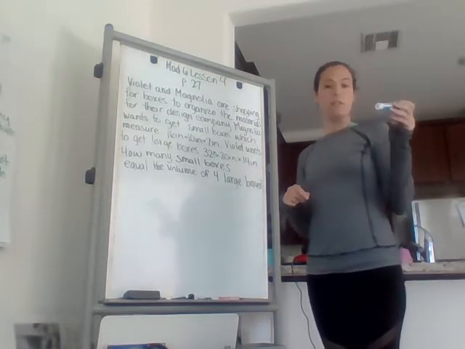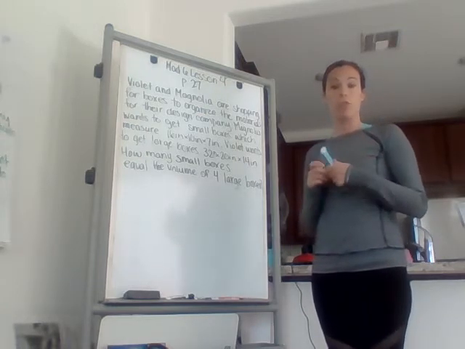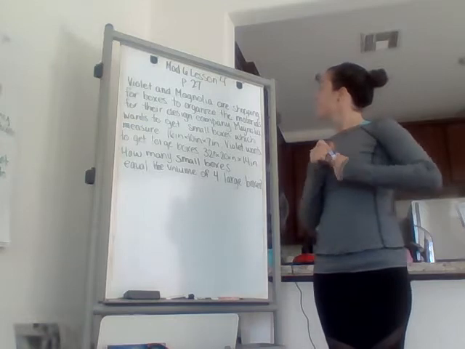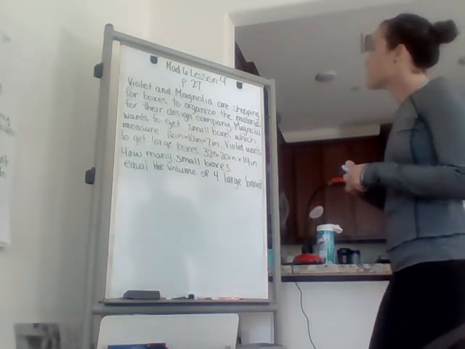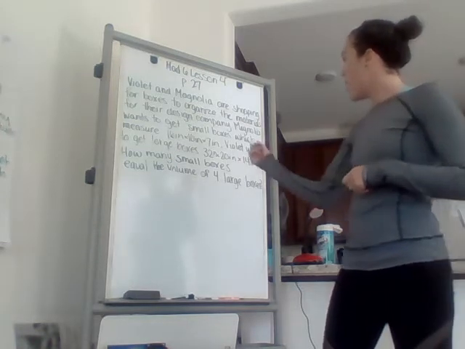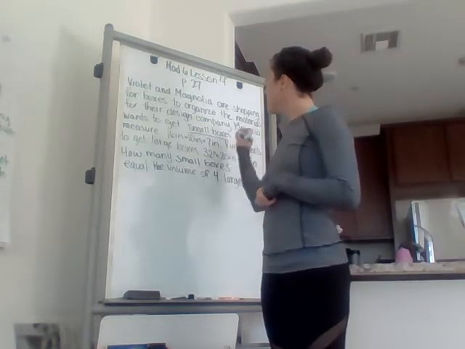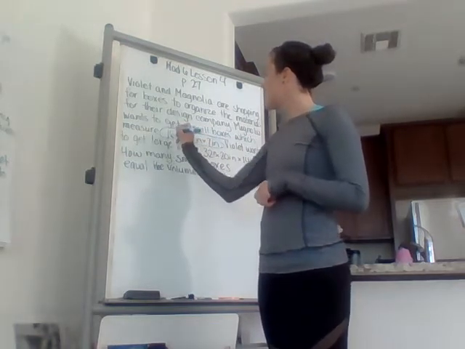I want you to pause it, circle our clue words, and then unpause, and I will go through the clue words that I picked. All right, Violet and Magnolia are shopping for boxes to organize the materials for their design company. Magnolia wants to get small boxes, which measure 16 inches by 10 inches by 7 inches.